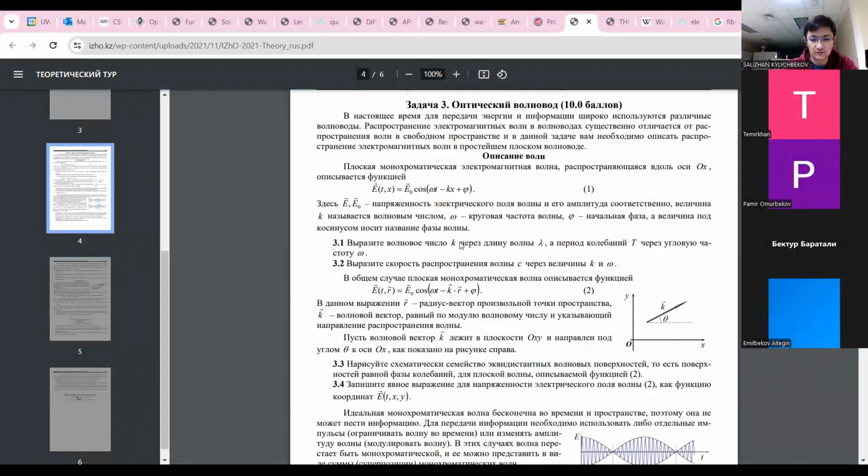IPhO 2023, problem 3. Let me copy paste it.